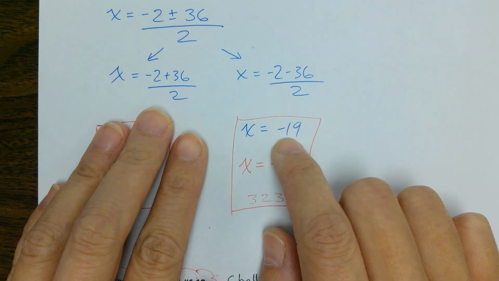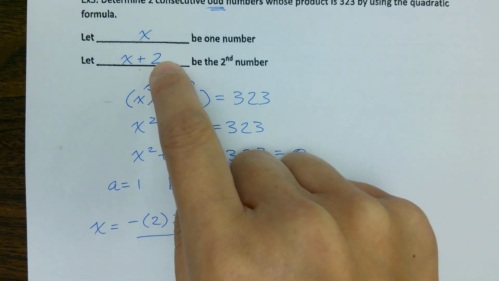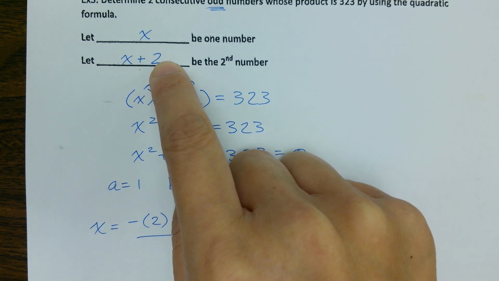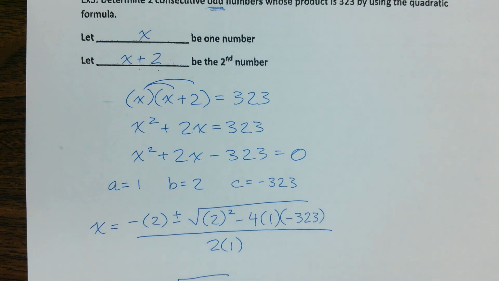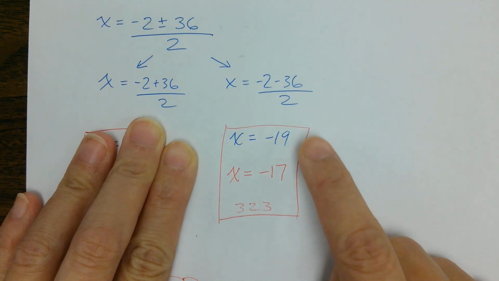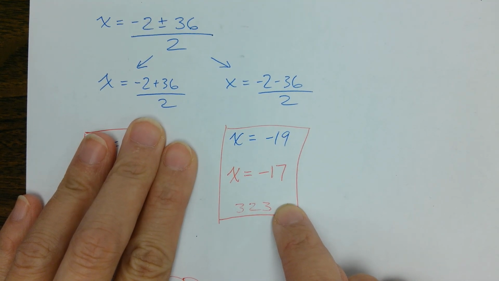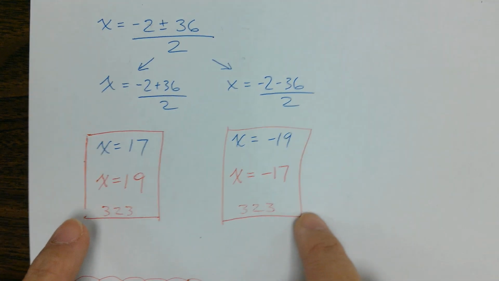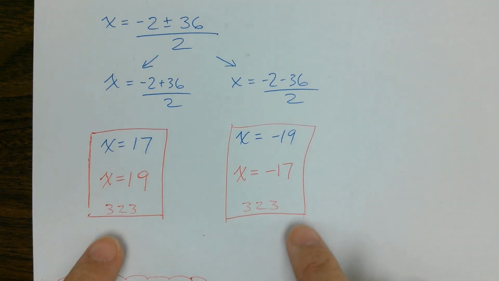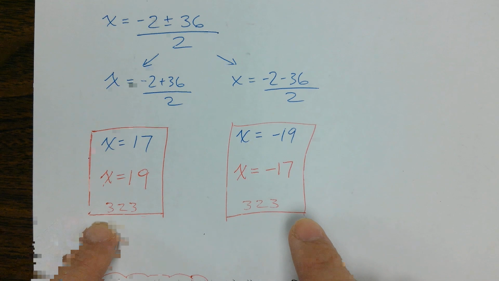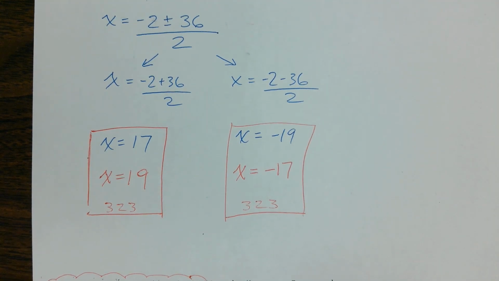On the other hand, when x is negative 19, I add 2 to that, I'm going to get negative 17. That's my second number. So negative 19 times negative 17, I also get 323. And so in this question, I actually have 2 sets of answers, and I'm going to accept both x values.